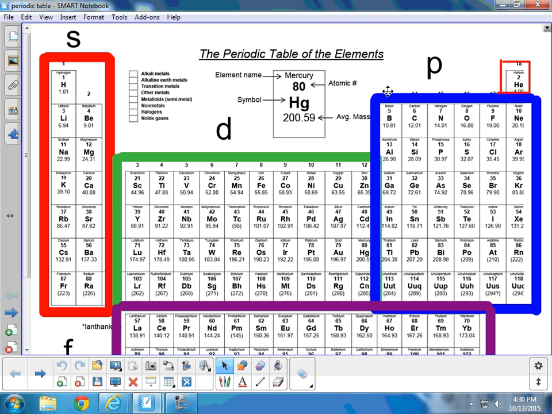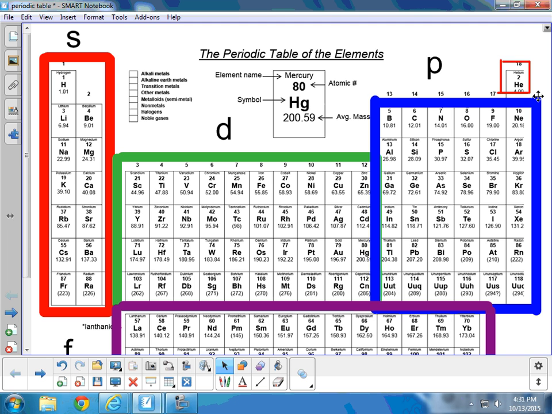We get to group 13. They have 3 valence electrons. Group 14 has 4 valence electrons. Group 15 has 5. Group 16 has 6. 17 has 7. And group 18 has 8 valence electrons.